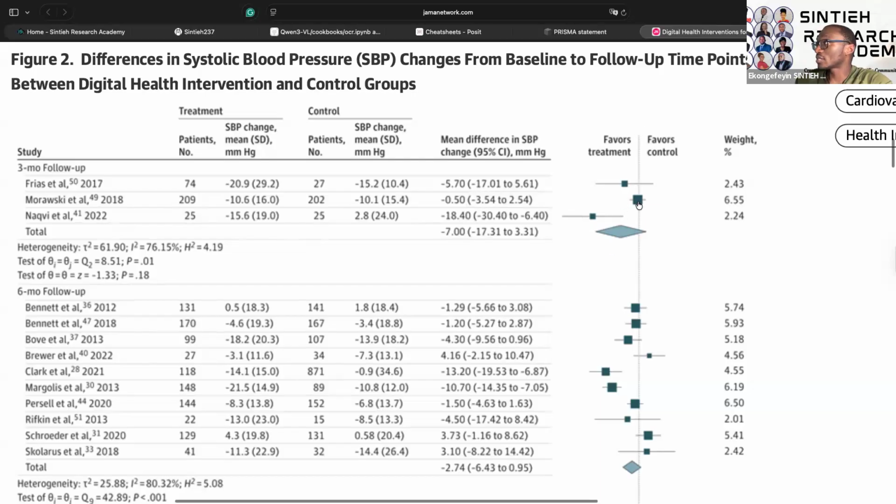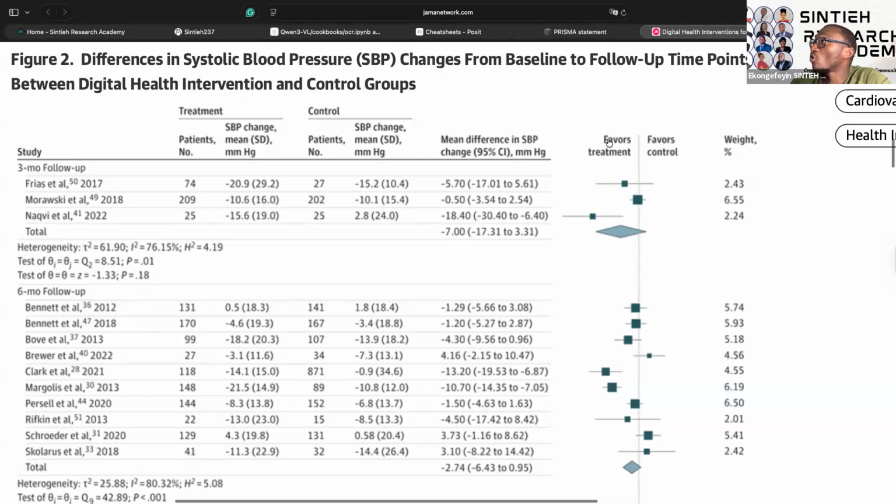Now, again, this line tells you that if you touch me, you are not significant. So this one is touching, this one is touching, it's not significant. But this one is not touching, so it is significant. But now, what is it favoring? You look at it, it favors treatment. So it means that in this study, people who took the digital health intervention had a reduction in their blood pressure because the study's confidence interval was on this side, although it was very wide. But that's what it means.